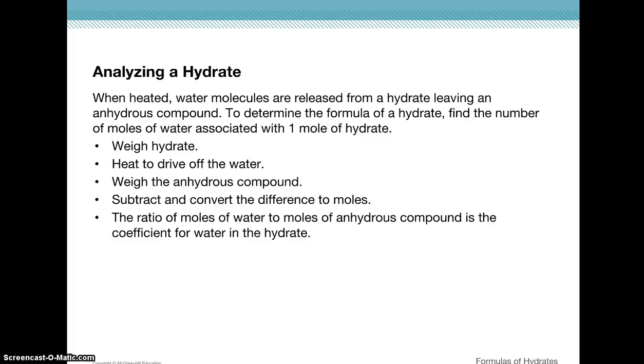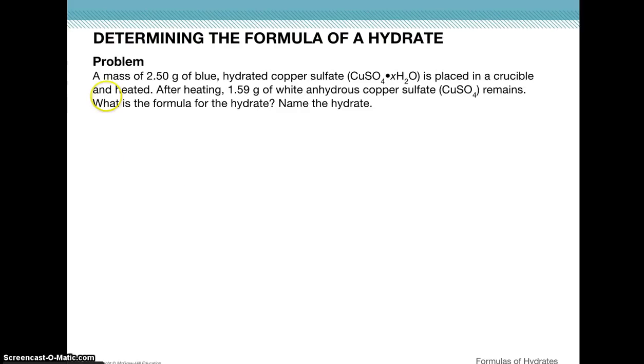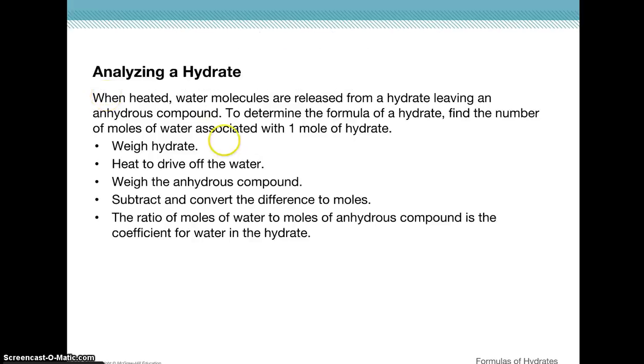To do that, we would need a sample of a hydrate, and we heat it up, the water evaporates, and it becomes anhydrous. Here's our vocabulary word. Anhydrous means without water. When you heat it up and the water evaporates and it becomes anhydrous, that loss of mass tells us something about how much water was attached to it. So when you're analyzing a hydrate, you would weigh it, then heat it up, and then weigh it again and figure out how many waters were attached.